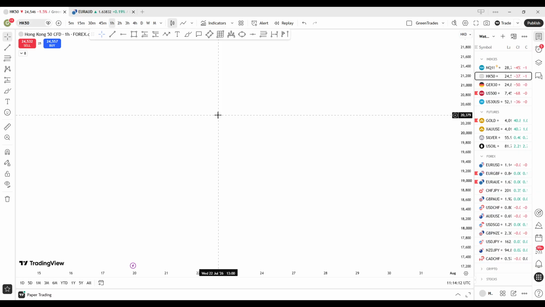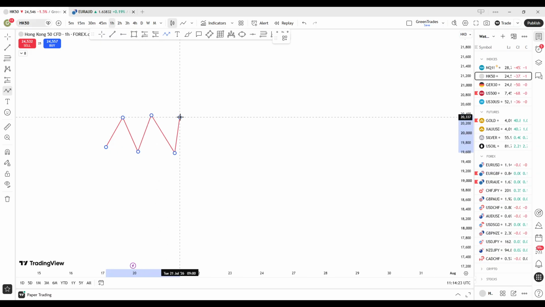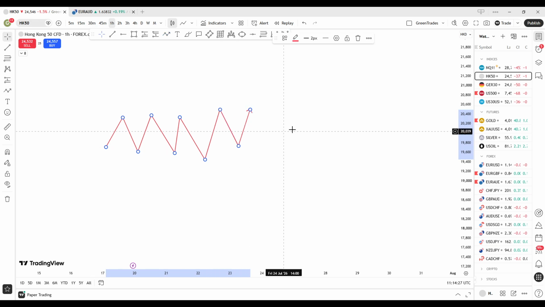But from the beginning, I said to you guys that the market is like a wave, right? It goes up, comes down, goes up, comes down, goes up, comes down. That's how the market moves. That's how it's going to be forever. There's nothing that's going to change the fact that it goes up, then it comes down.